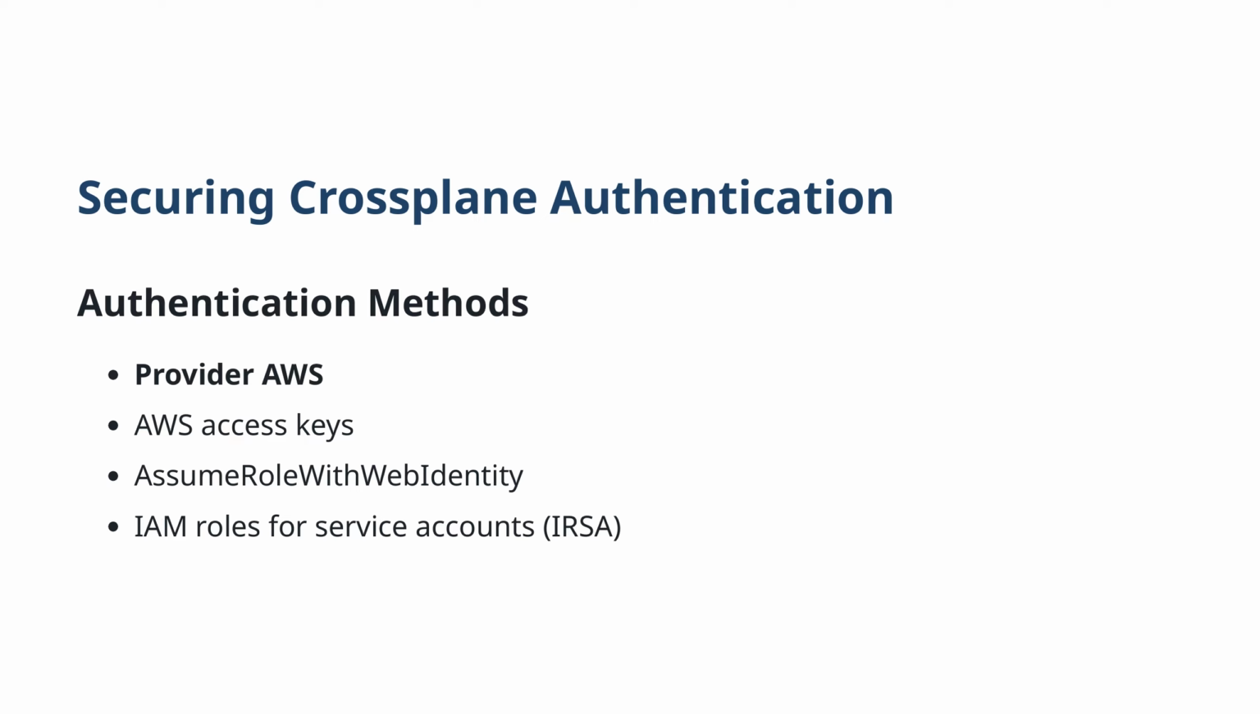Another method is assume role with web identity. This allows your application to assume an IAM role using a web identity token, which can be useful in federated environments. Lastly, IAM roles for service accounts, IRSA, enable your Kubernetes workloads to assume IAM roles and obtain temporary AWS credentials. This approach is particularly powerful as it assigns roles directly to service accounts, removing the need to handle long-term credentials. By understanding and utilizing these methods, you ensure robust authentication for your Crossplane deployments on AWS.